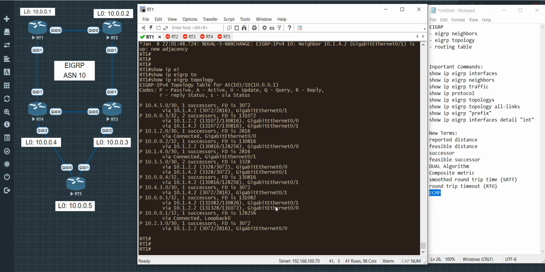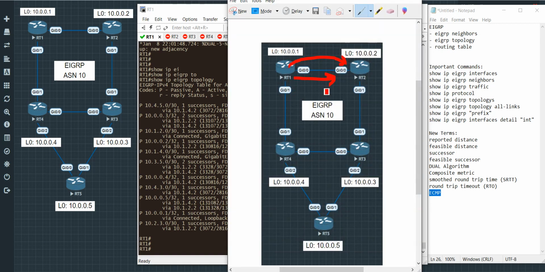What this provides us is a secondary route in case we lose the first route. So when we first started, the topology table only had a route this way as a successor, and even though there was a route in this direction, it wasn't being considered as a feasible successor or as a backup route.